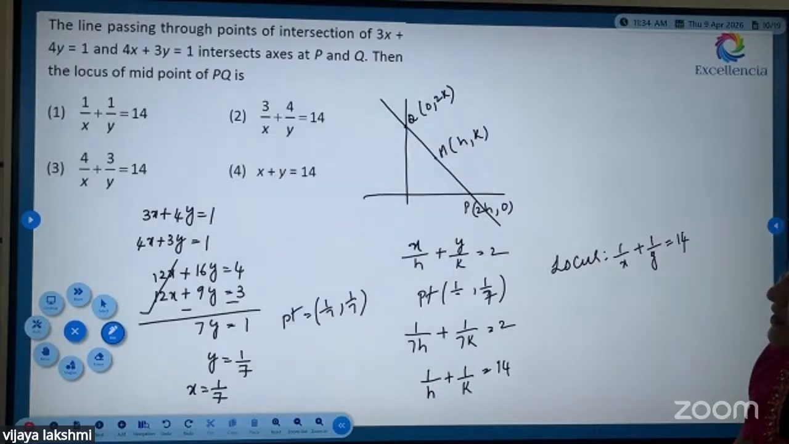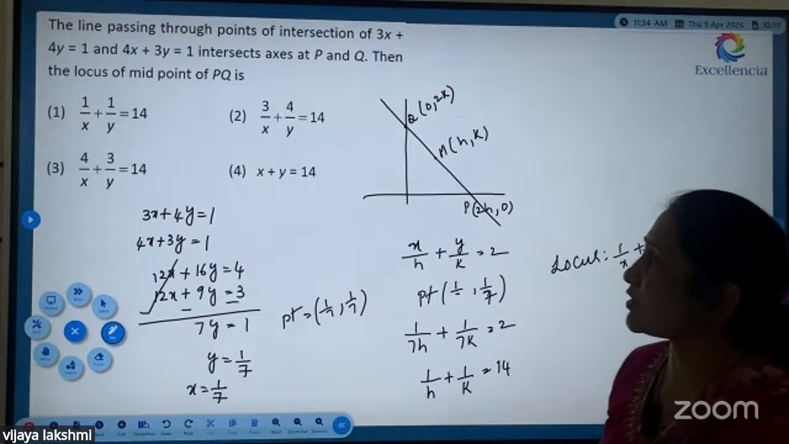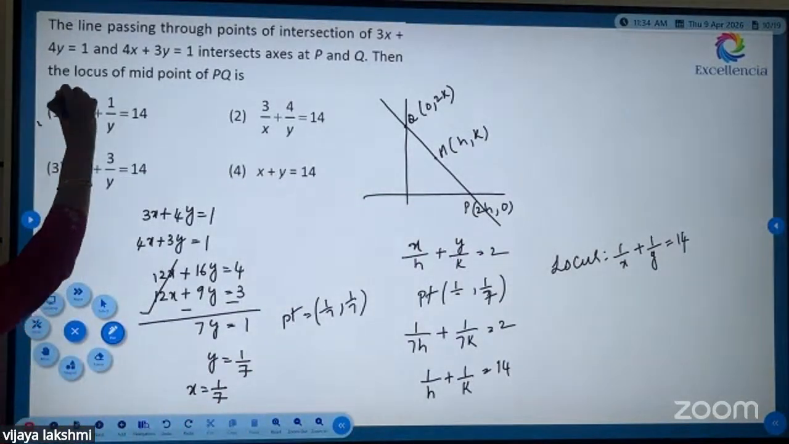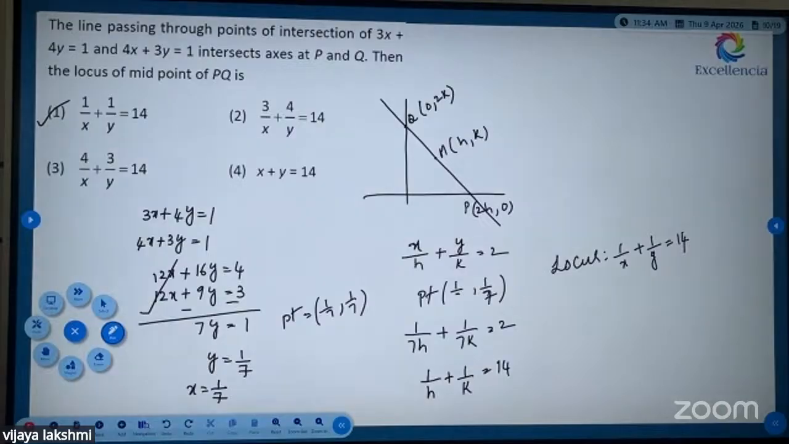So you can write the answer. What is the option? 1 by x plus 1 by y equal to 14. The first option will be used. This question is purely from Spiderman and basic concept of the advanced.